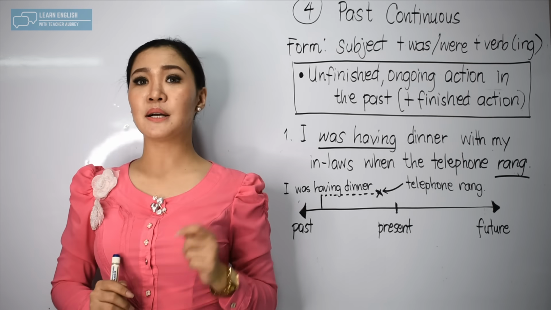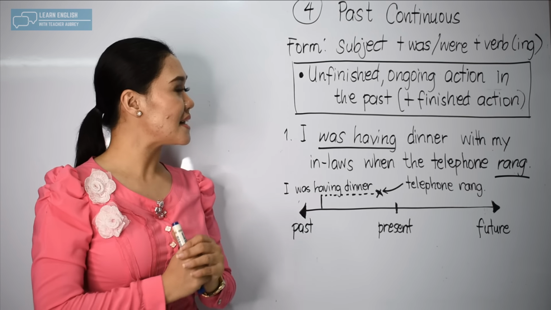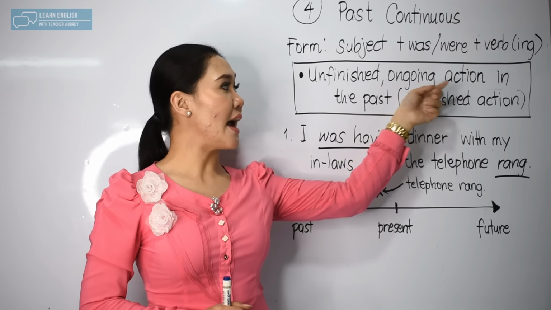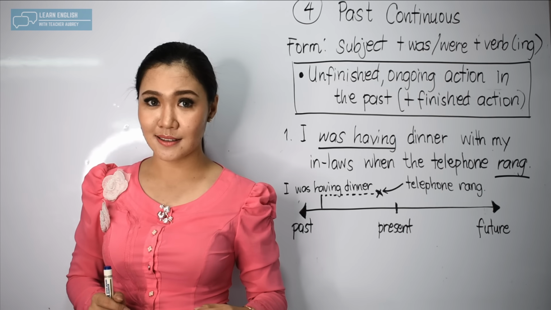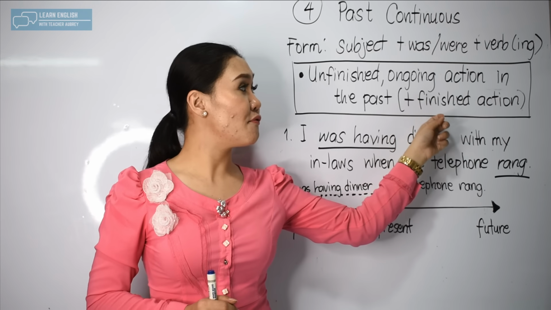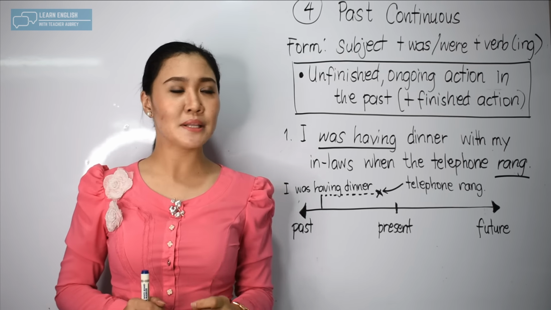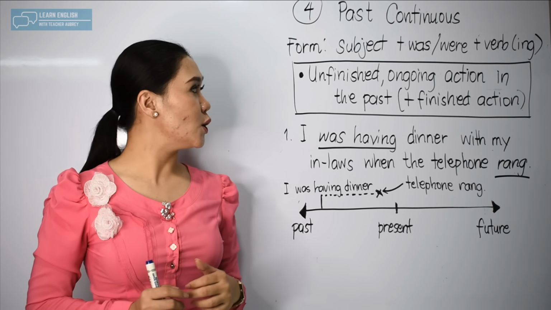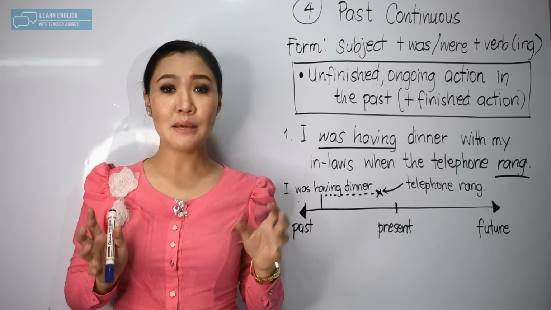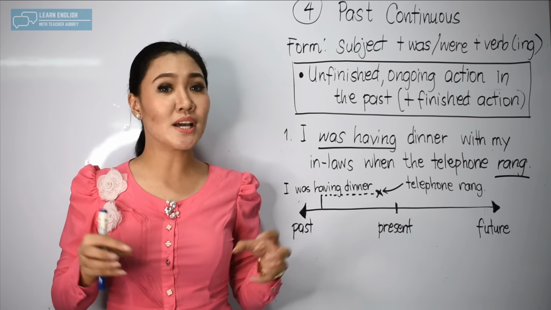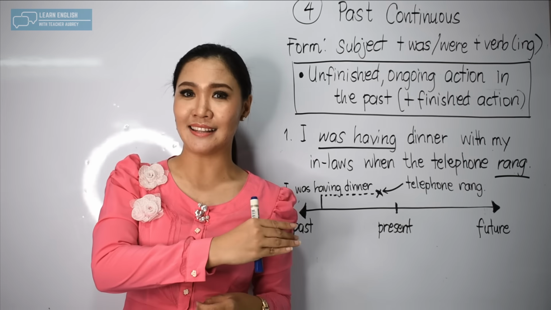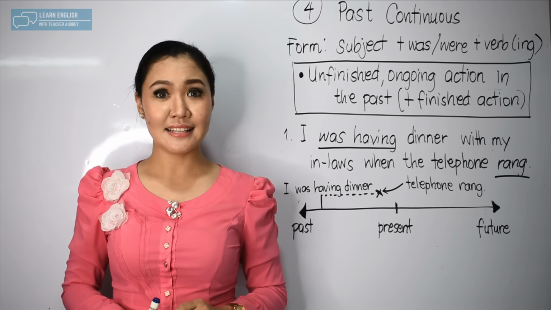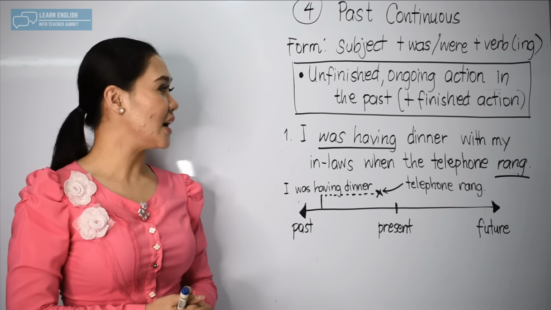Saan nga ba ginagamit ang past continuous? Ginagamit ang past continuous for unfinished, ongoing action in the past plus a finished action. So, ginagamit natin ang past continuous kapag may dalawang kilos. Ang unang kilos ay kapag may hindi pa tapos o ongoing, kasalukuyang nangyayari yung action sa nakaraan, at dinagdagan pa ng isang kilos na tapos na. Tingnan natin itong ating halimbawa.